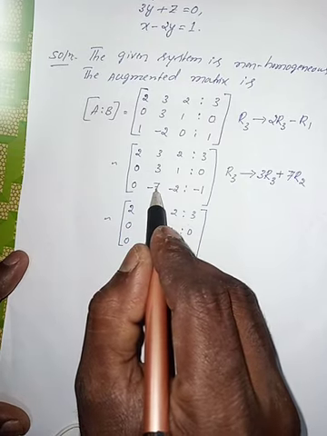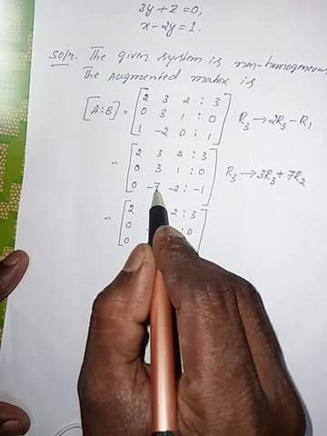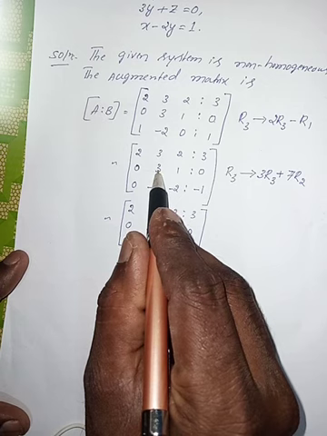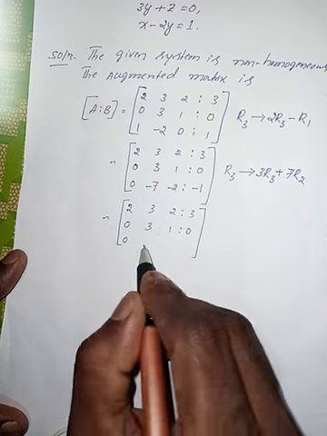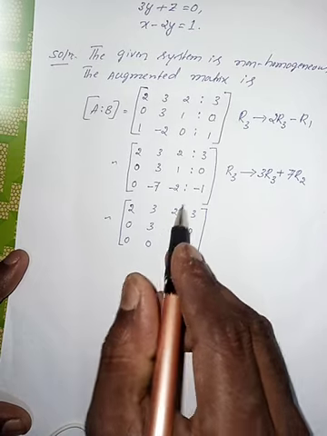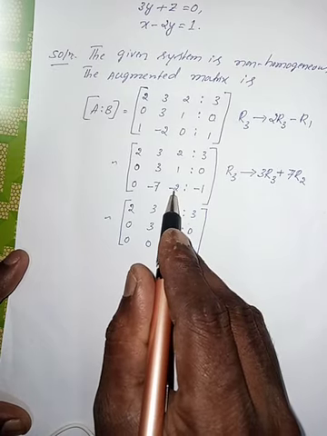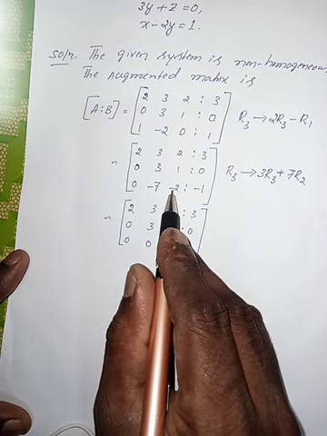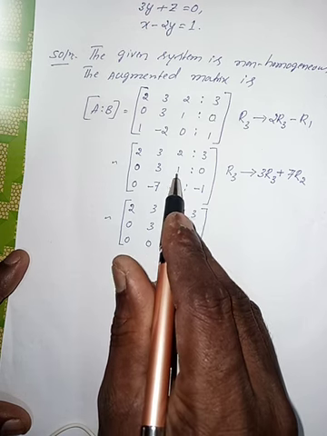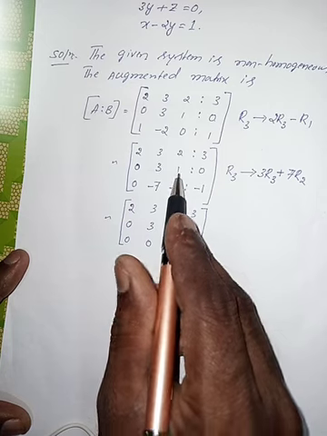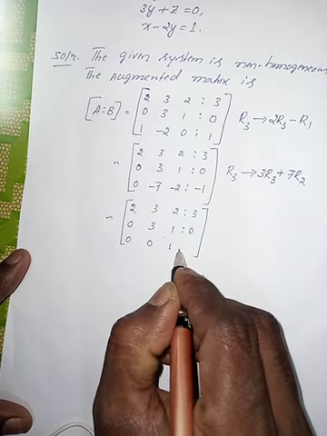Here 3 times R3 gives -21, plus 7 times R2 gives +21, -21 plus 21 gets cancelled, we get 0. Next, take 3 times R3 here: -2 into 3 is -6, -6 plus 7 is 1 colon.